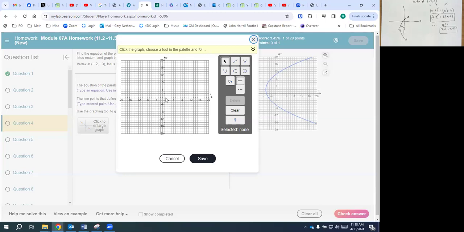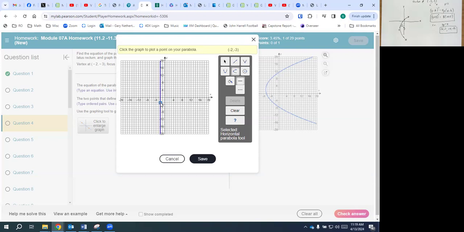So now let's do it correctly. So the vertex is the first. I have to choose my parabola tool again, the left and right parabola. The vertex is -2, -3. So once again, you can look at the top to make sure you're on the correct point. Sometimes it's hard to see. -2, -3.